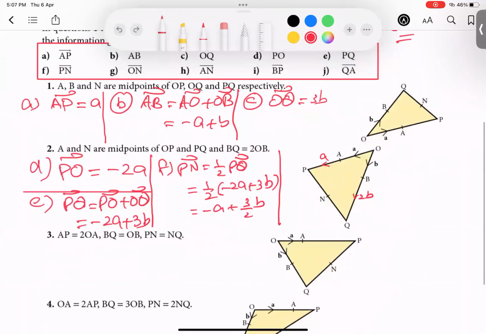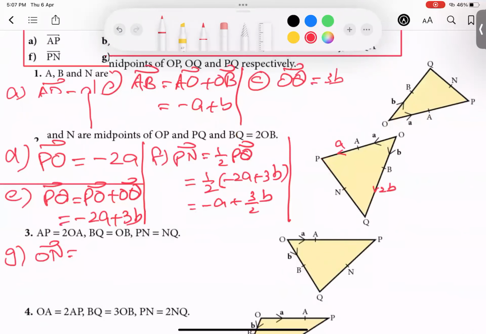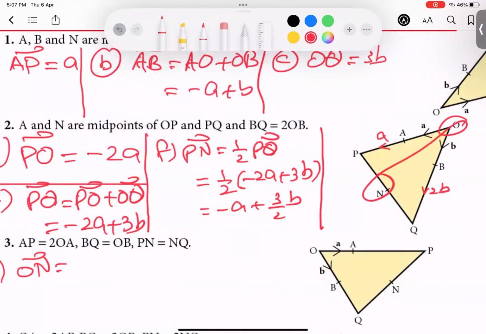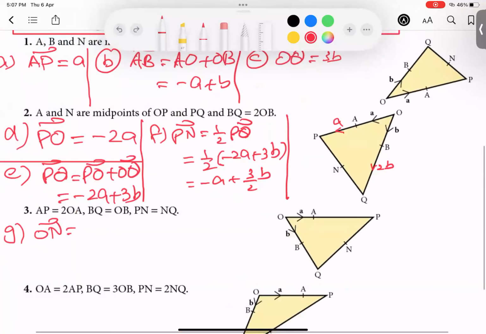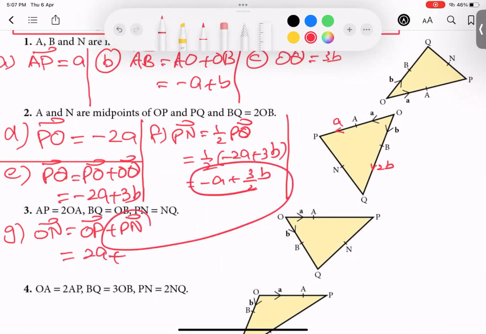How to do ON? I'm doing it here, G part. Where's ON, students? Starting from O, ending at N. So I have two choices. O to Q, Q to N, but Q to N I don't have. Or I can find it with O to P, P to N. This is easy. O to P is 2A and PN I just found. So I'm writing O to P, P to N. O to P is 2A and PN I just got from here. So it is negative A plus 3 by 2B.